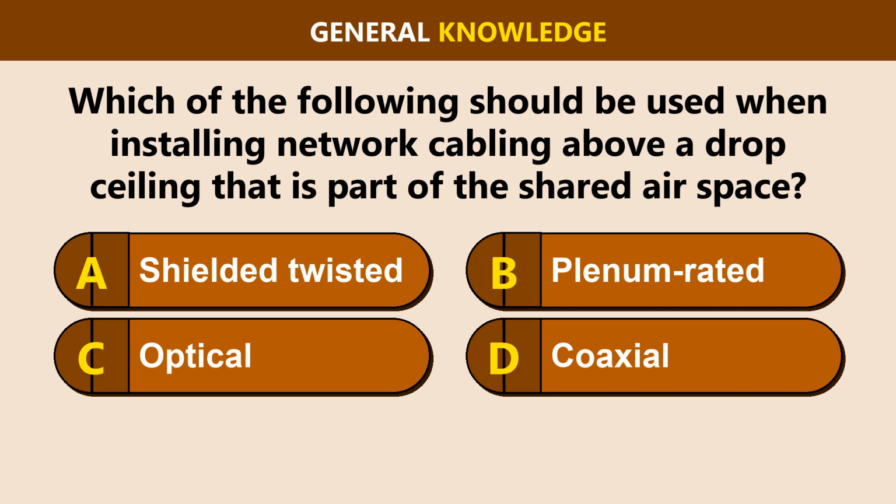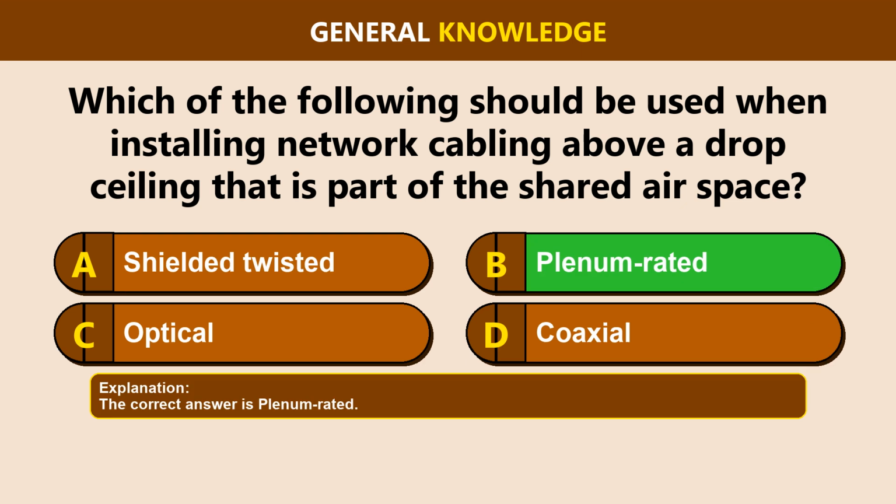Question 35. Which of the following should be used when installing network cabling above a drop ceiling that is part of the shared airspace? Option A, shielded twisted pair. Option B, plenum rated. Option C, optical. Option D, coaxial. The correct answer is option B, plenum rated.